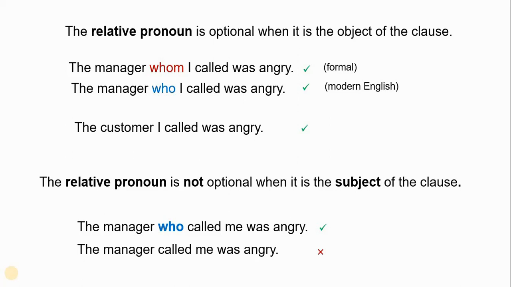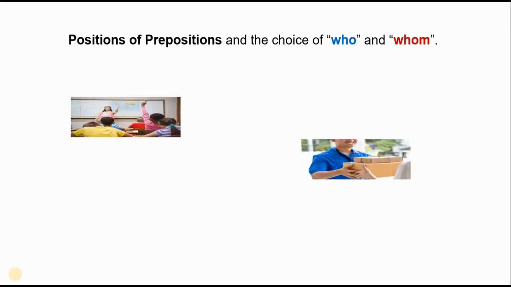Here we have not used the relative pronoun and it is wrong. The manager called me was angry. Alright? Because it is not optional when it is the subject of the clause. So this is quite an advanced rule, but it is important. Now, what do we do with prepositions and what is the position of prepositions and the choice of who or whom? So that's the question.